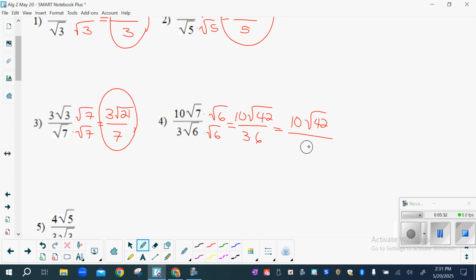So we want to look at that 42 and see if it can simplify. We did prime factors of 42 using a factor tree. Are there any pairs? It's just 7 and 6, isn't it? So there aren't any pairs. So what can simplify here? What goes into both 10 and 18? 2, so this is 5 and this is 9. So it's 5 square root 42 over 9.